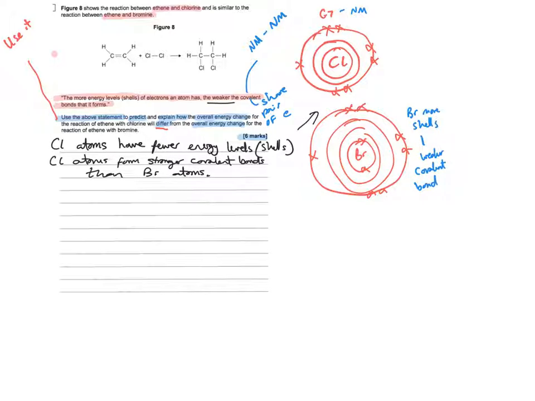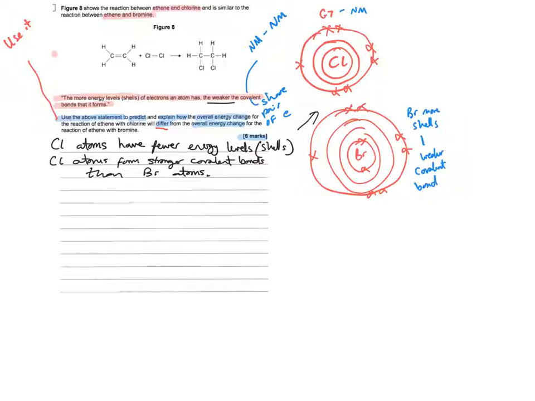I haven't actually used any of my knowledge yet at all. All I've done is draw the electron configurations, and I've used the statement. I haven't had to think about anything. I haven't used any of my memory. I haven't used any revision. I'm just working step by step through this process.